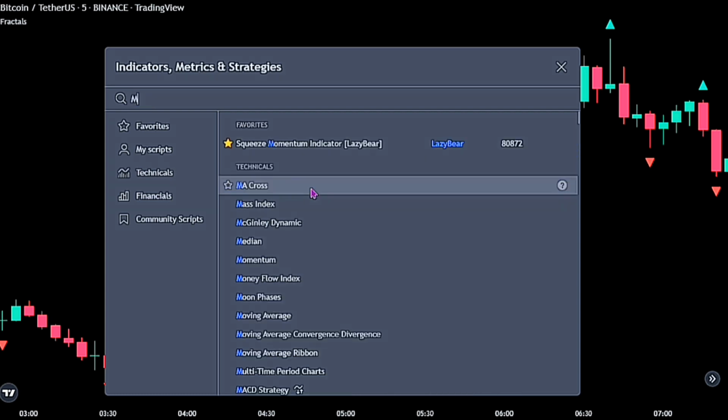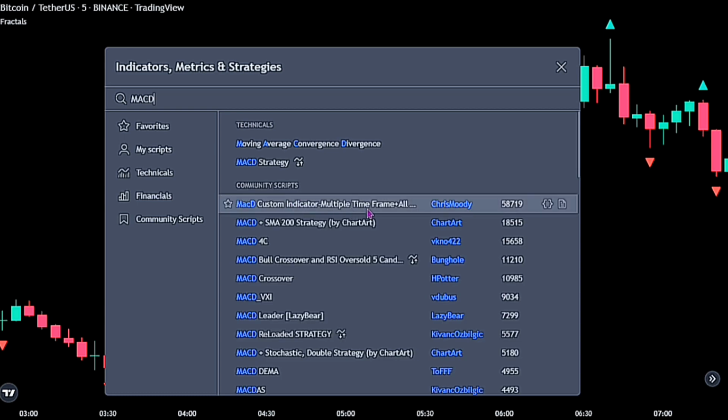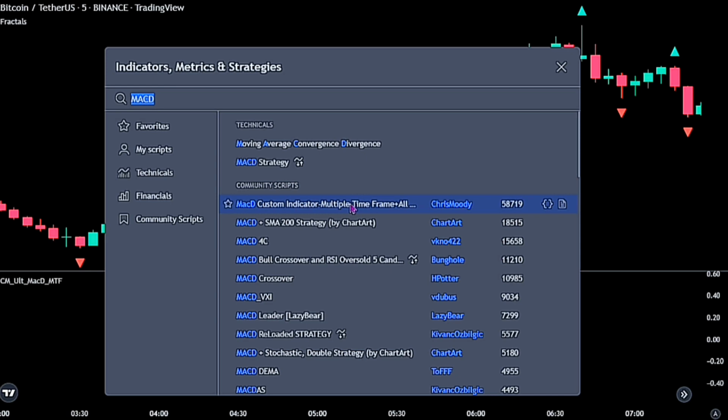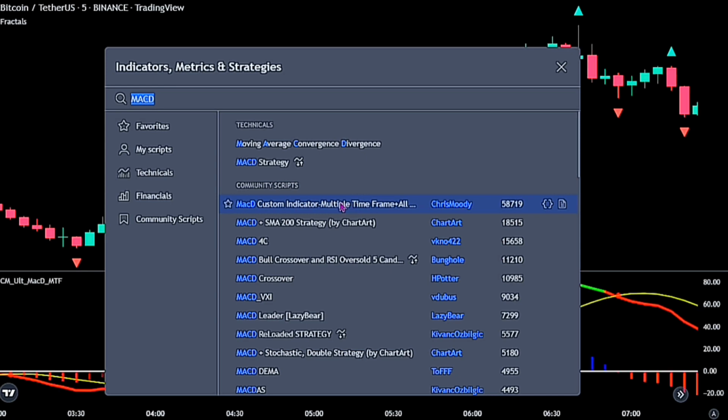And now for the second indicator, we will be looking at the MACD by Chris Moody, as this is an extremely popular indicator used in technical analysis. MACD can be used to identify the aspects of a security's overall trend. Most notable, the aspects are momentum, as well as trend direction and duration.